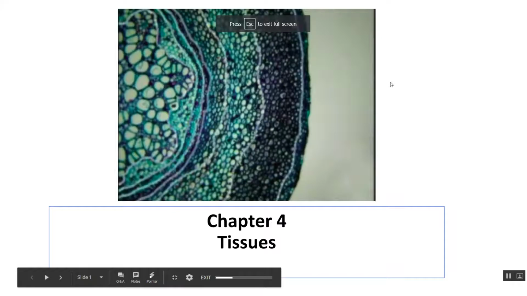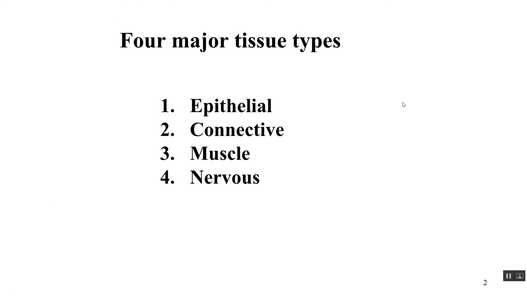All right, hi guys. Today we are going to be looking at chapter 4 in tissues. So there's 4 major tissue types: epithelial, connective, muscle, and nervous. We're just going to look at epithelial today because that is the largest group.